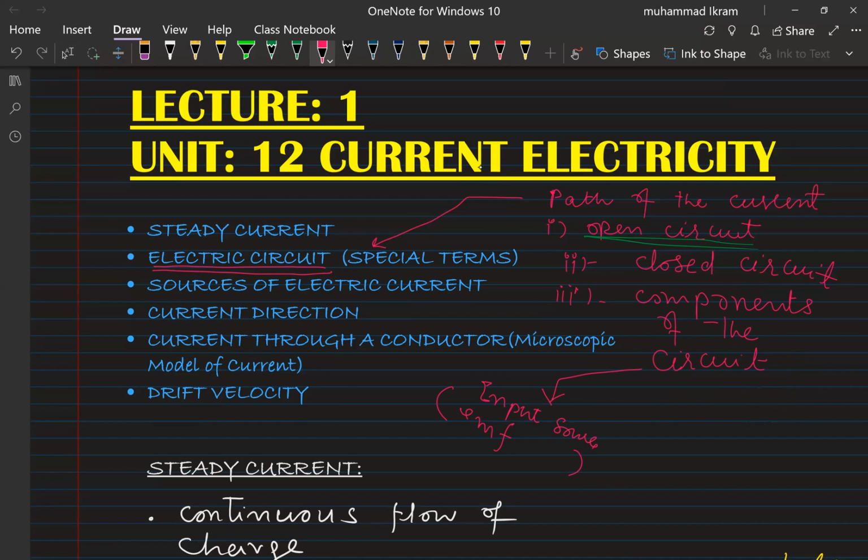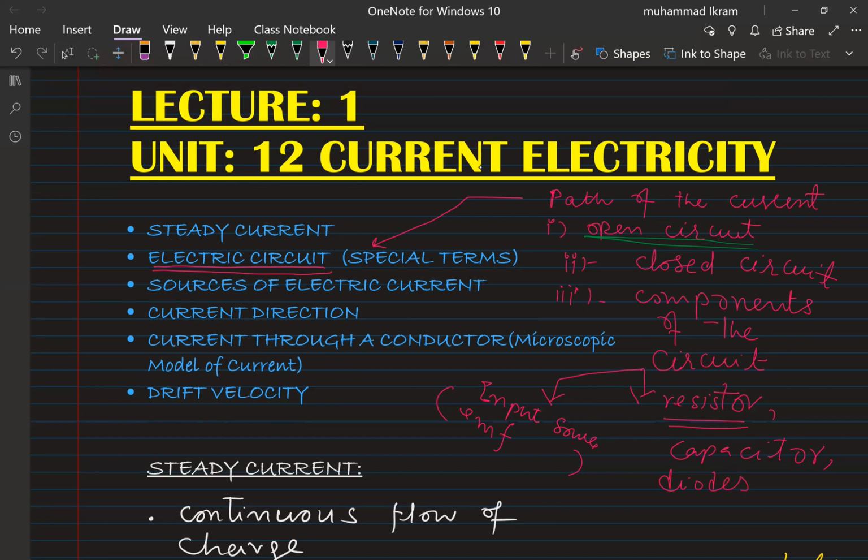For example, we have the resistor. Later on, I will explain what a resistor is, which allows the constant flow of current in a circuit. We have various types of resistors. We will discuss them also. We have the capacitors, and we have the diodes, etc. There are many electrical components.